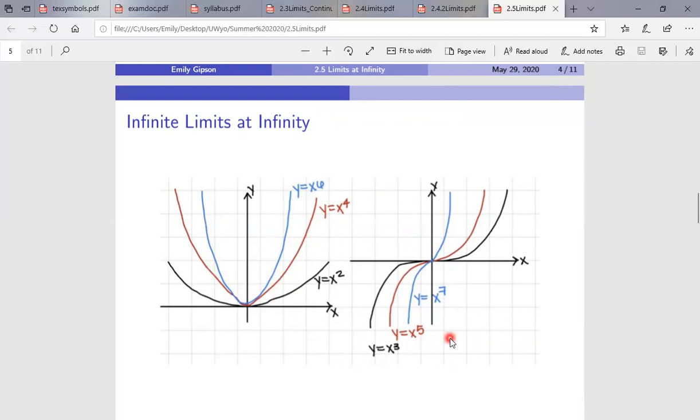Now over here on the right, we have the graph of x cubed in black, x to the power of 5 in red, and x to the power of 7 in blue. And just like before, we see that x to the power of 5 is steeper than x to the power of 3, and x to the power of 7 is again steeper still. So this is sort of what we're talking about, and you'll see a lot of polynomials that behave like this.